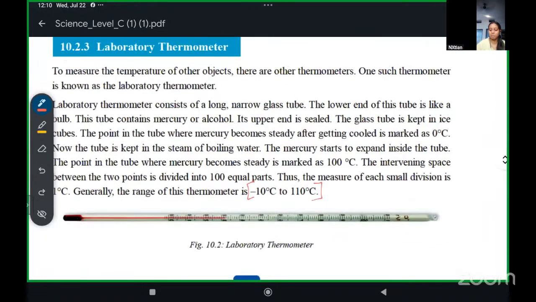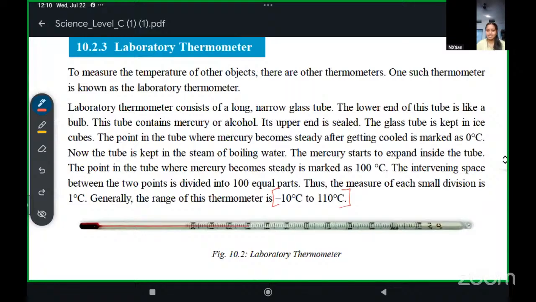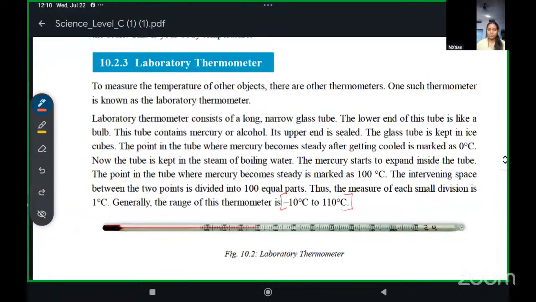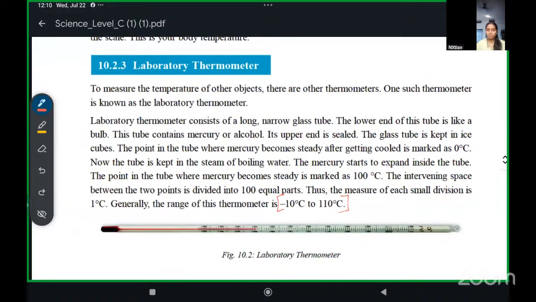Sorry, laboratory thermometer. Any doubts in laboratory thermometer? Hello, Amrita. Good morning. Hello, ma'am. Good morning. Now, any questions related to the laboratory thermometer?